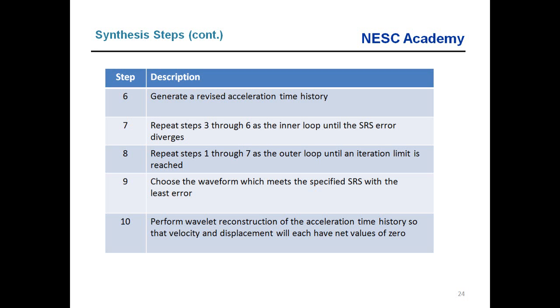So what we want to do as part of this process, and this comes into play with step 9, is come up with an acceleration time history that, of course, we want to "simulate" an actual pyrotechnic shock event. We want it to satisfy the SRS, but we also want its corresponding velocity and displacements to each have reasonable, stable values, and preferably with net zero displacement, net zero velocity. So how can we get stable velocity and displacement values?